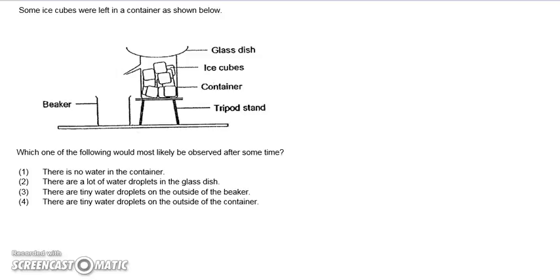Some ice cubes are left in a container as shown below. So which of the following would most likely be observed after some time? Now we have done similar questions before. First of all, we know that the ice is about 0 degrees or lesser. That's the temperature of ice. The temperature of the surrounding air would be between 25 to 30 degrees Celsius.